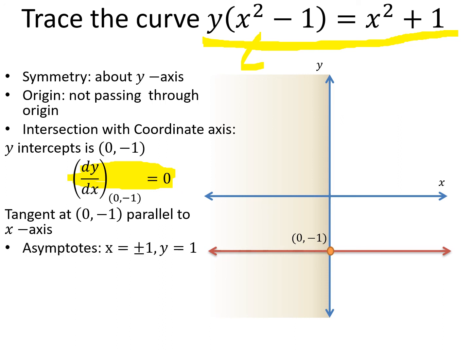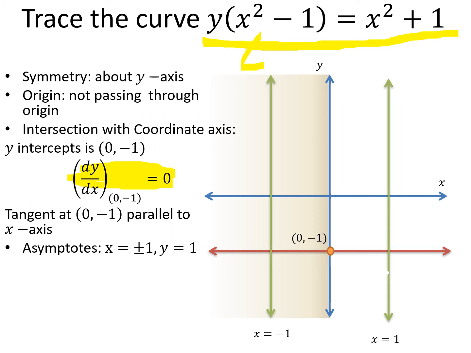Now next is asymptote. I'm not elaborating it because we have done a lot of questions here. So I'm taking directly the lines of asymptotes. So lines of asymptotes are x equal to plus or minus 1. So we will draw them by green line. So x is equal to 1, x is equal to minus 1, and y equal to 1.